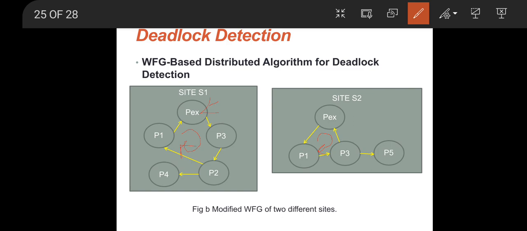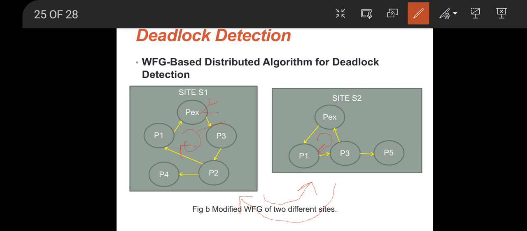So what will be done is, either site S1 will send this updated wait for graph to S2, or S2 will send the updated wait for graph to S1. How it will be decided to which site the updated wait for graph has to be sent is based on the edge from Px to P3. So from Px to P3, any edge from Px to Pi or Pj, to whichever site that particular process belongs, the wait for graph will be sent to that site.